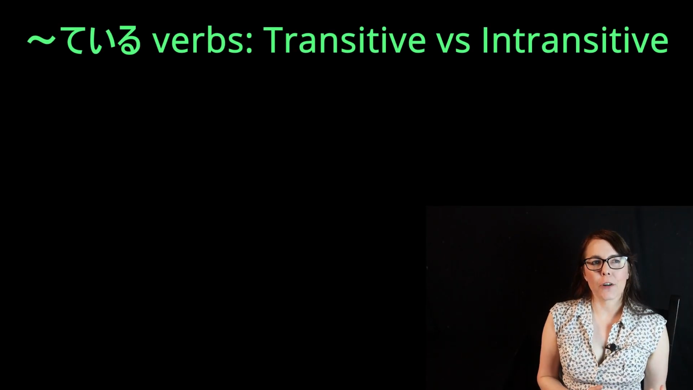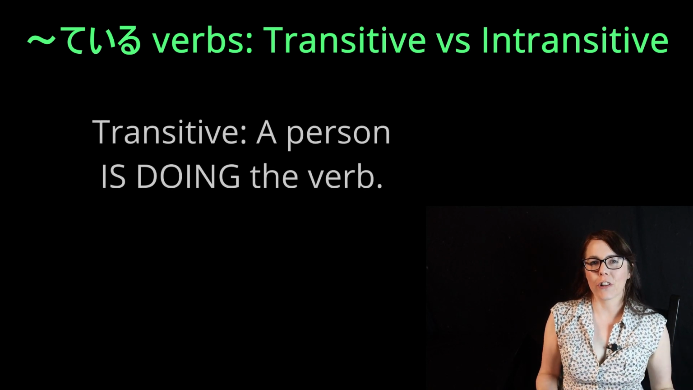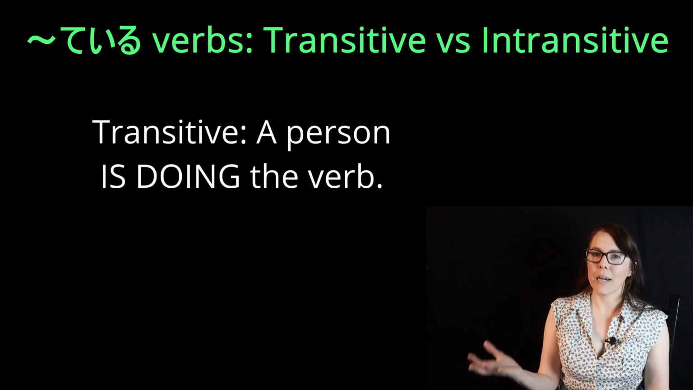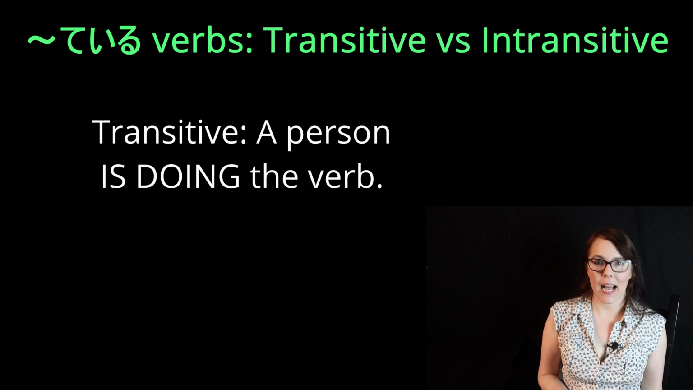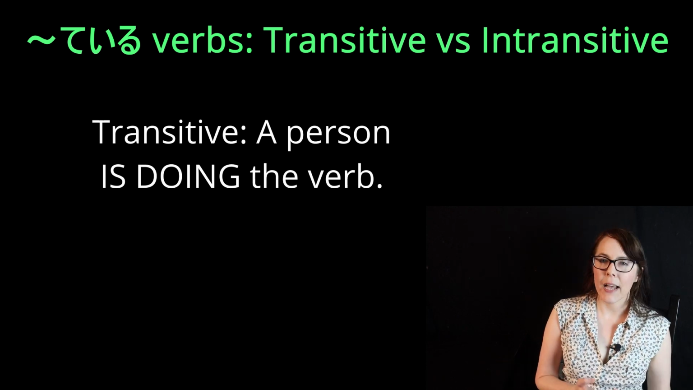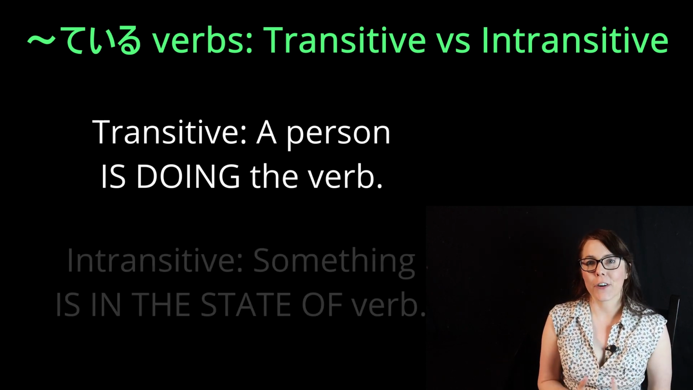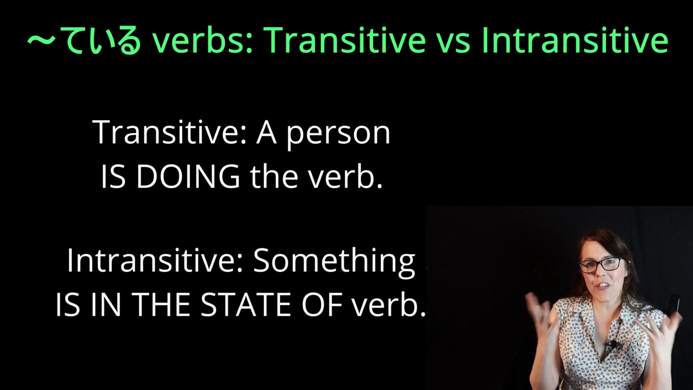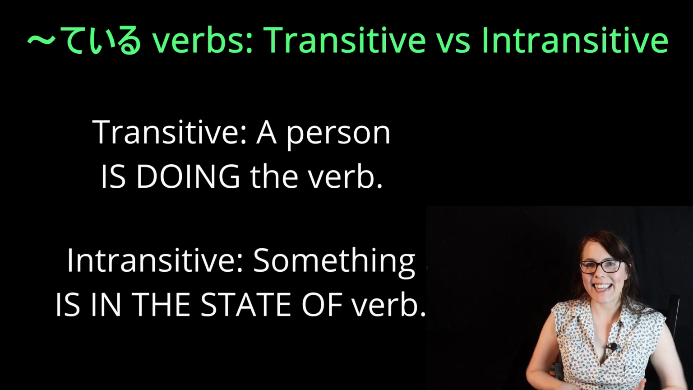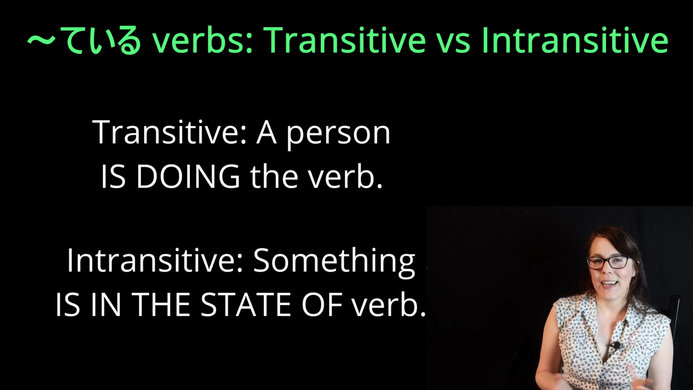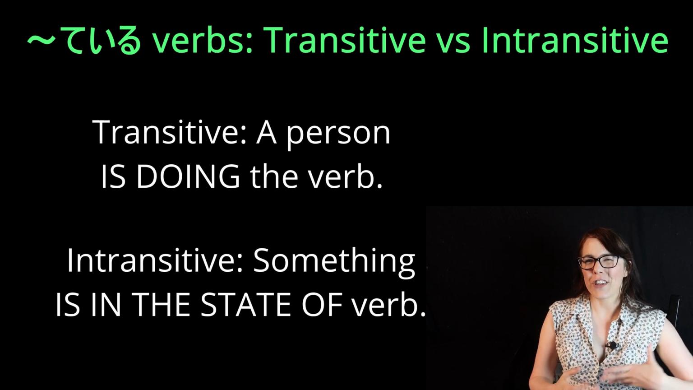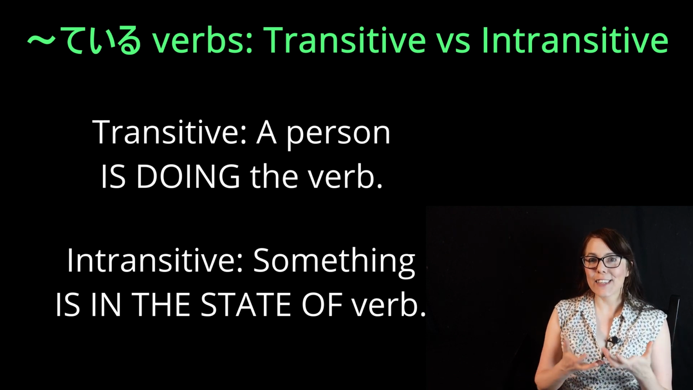So one final note for transitive versus intransitive verbs is how they behave when you're using the te-iru form of a verb. With transitive verbs, te-iru usually means that I am performing this verb. I am eating. I am dancing. I am singing. But with intransitive verbs, it means that this thing that's performing this verb is in the state of being. But you usually don't translate it or think of it as is doing this verb.